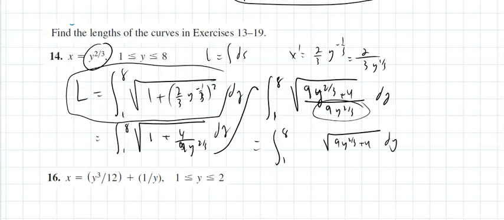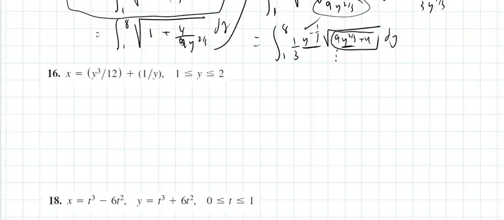And when you square root that, that's going to be 1/3. And the square root of 9y to the 2/3 is 3y to the 1/3. So that's really 1/3, and if you move this up, that's y to the negative 1/3. And now if you let u equal this, I'm sorry, if you let u equal 9y to the 2/3 plus 4, the derivative of that will be y to the negative 1/3. That will work. And you go from there.